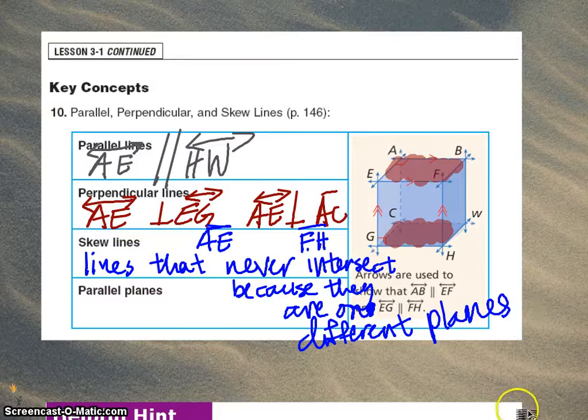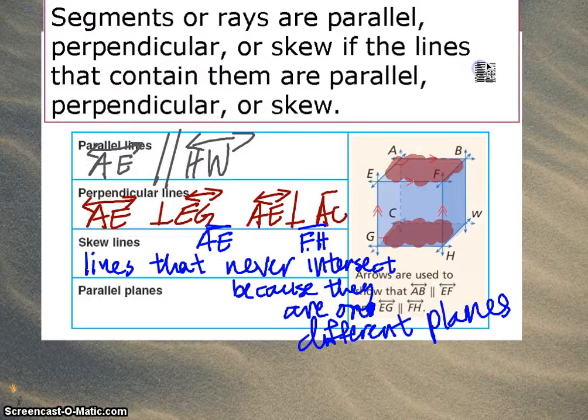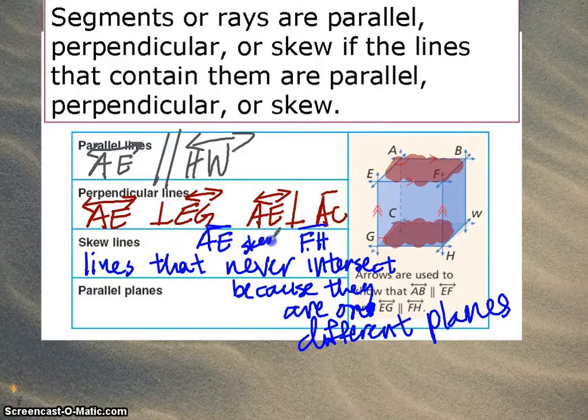Now just keep in mind this helpful hint. Segments or rays are also parallel, perpendicular, or skew if the lines that contain them are parallel, perpendicular, or skew. So we can say the same thing about parallel lines and planes. So when we are saying skew, we just write the word skew here. So that's it, just some basic vocabulary.